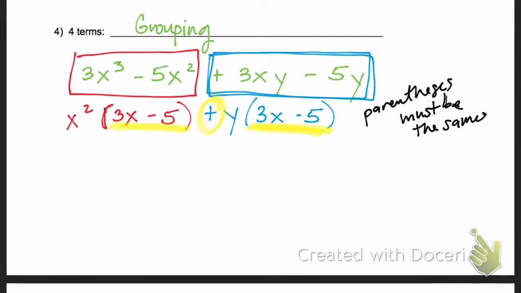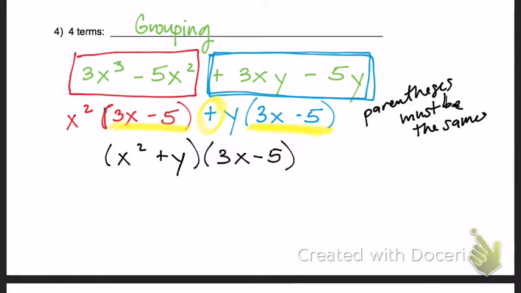When they are the same, I combine them by writing it as x squared plus y, times 3x minus 5. And then I'm done. Oh, that's it. I remember this. Yes, we did this in 8th grade. These are fun. I like these.